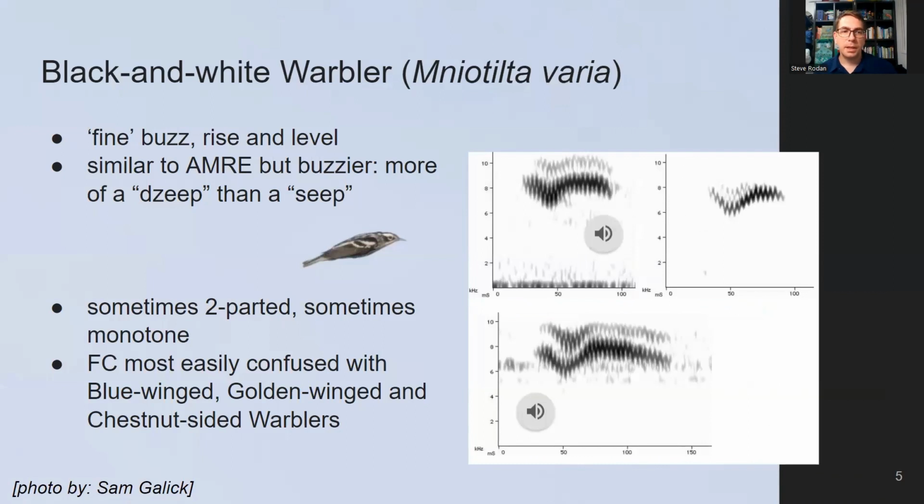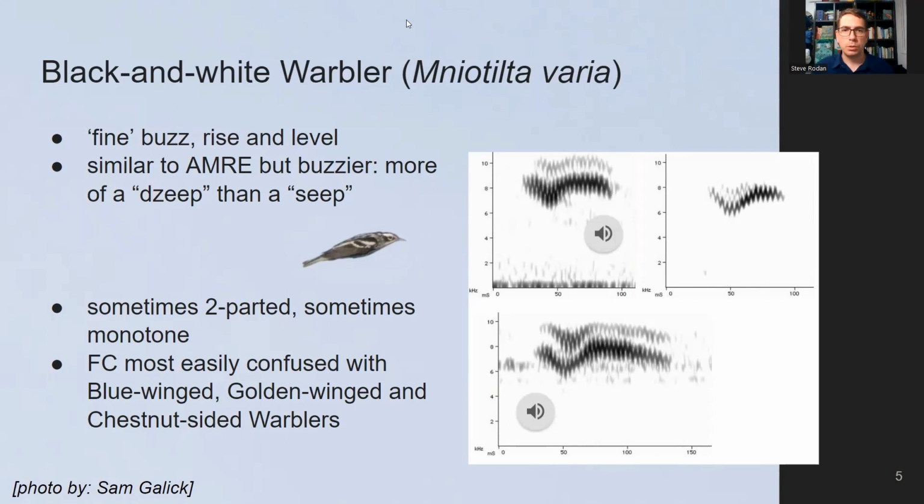Okay, next species, black and white warbler is another, I was going to say it's an early season migrant, but actually you can see them well into, almost into October. They'll be one of the dominant species in the second half of August, and you'll see them throughout September in decent numbers. And so it's another bird to get used to early in the season. The call is quite similar.